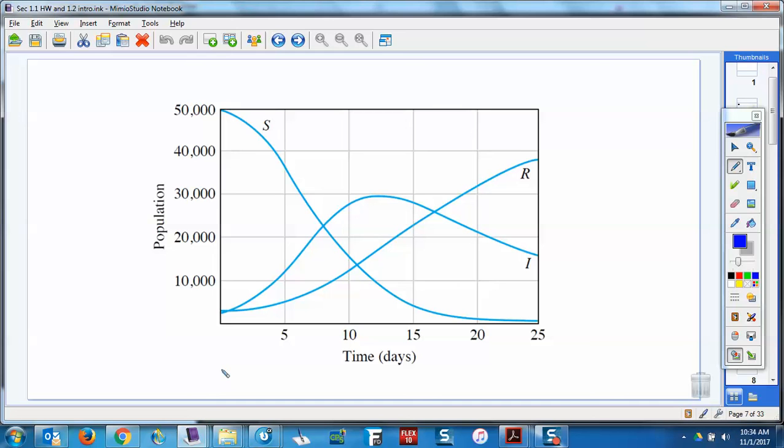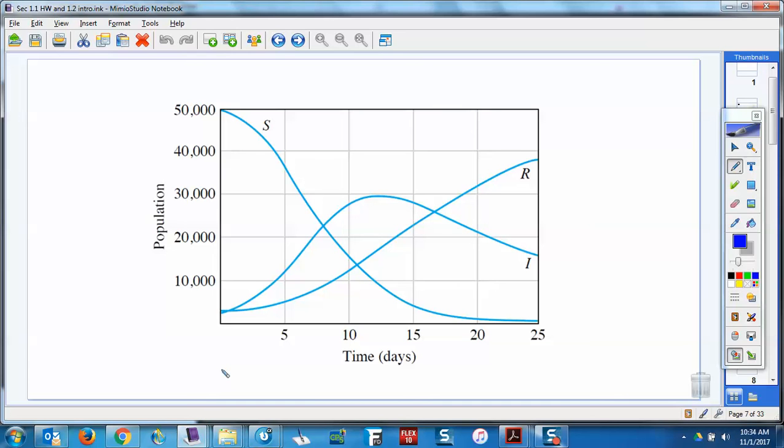Or how come the infected, what causes the number infected to start going down after day 13? What's that? Well, more of them that had it are beginning to recover, but why aren't more and more getting it though? Those that had it are beginning to recover, but it's still going up. Why does it start going down? There's not very many people susceptible anymore.